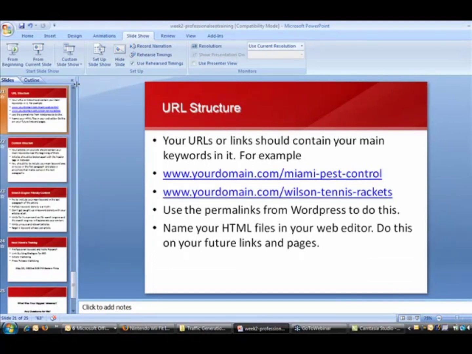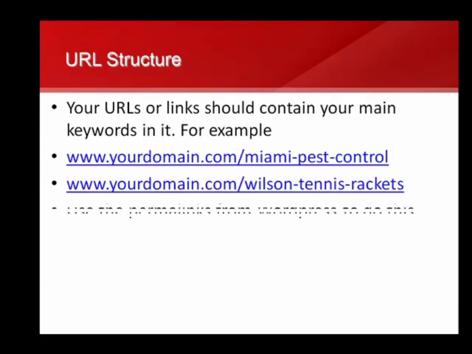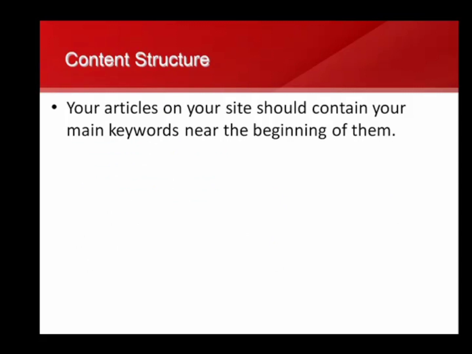And so the next little bit here, we're almost done, I promise. So that's how you do your URL structure. You want to try to use dashes to separate things. Now, content structure. This is very important. Your articles on your site should contain your main keywords near the beginning. You want to write your articles so they're unique, relevant, and high quality. But in order to tell the search engines that an article is relevant for a particular keyword phrase, like let's say the article is on Wilson tennis rackets, if you don't mention Wilson tennis rackets in the first paragraph or two, it's not going to look very relevant to Google, nor to the person using it.